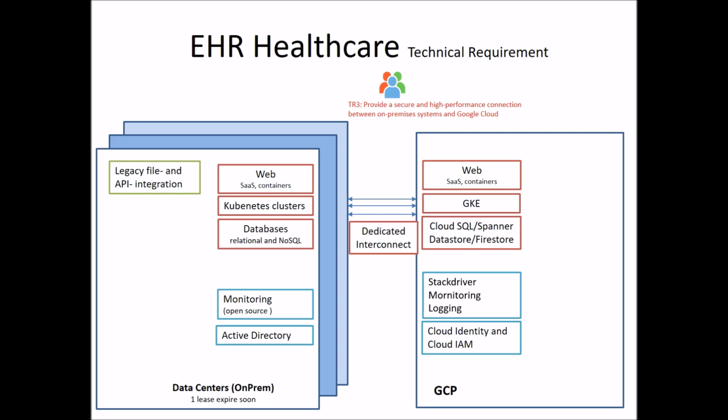3. Provide secure and high-performance connection between on-prem and Google Cloud. So again, hybrid connection is critical, and there will be at least 5 questions about that. In this case, it's referring to Dedicated Interconnect. 4. Provide consistent logging, log retention, monitoring, and alert capability. So here again, Stackdriver monitoring and logging.